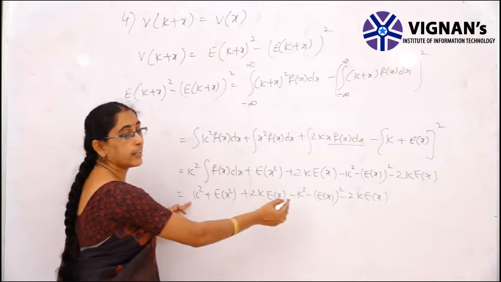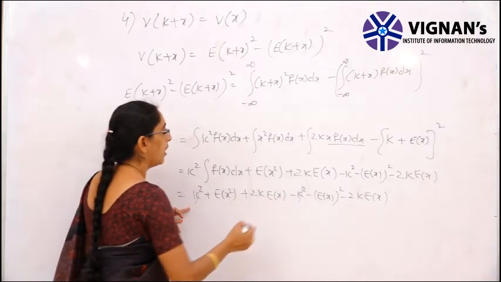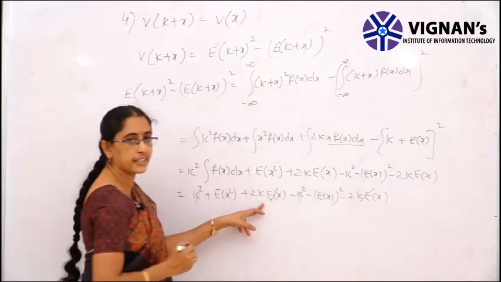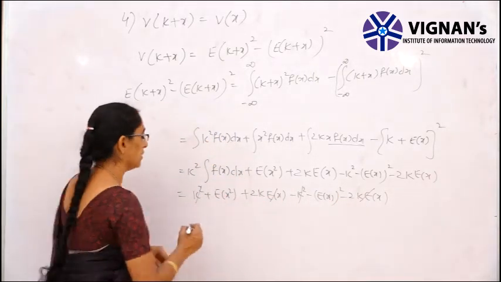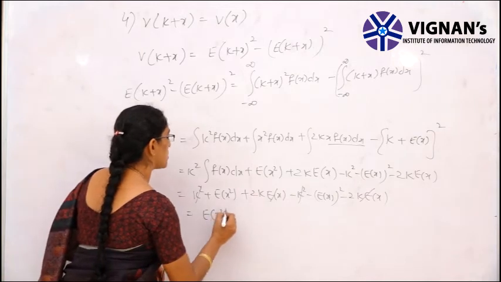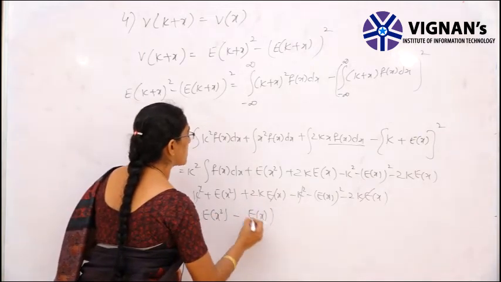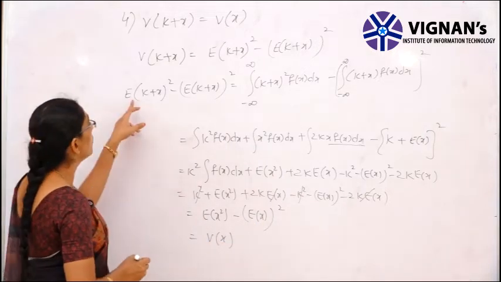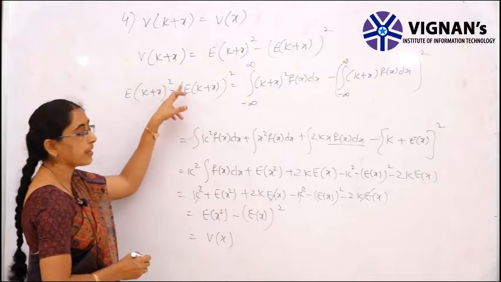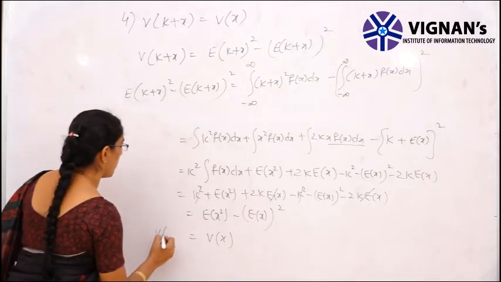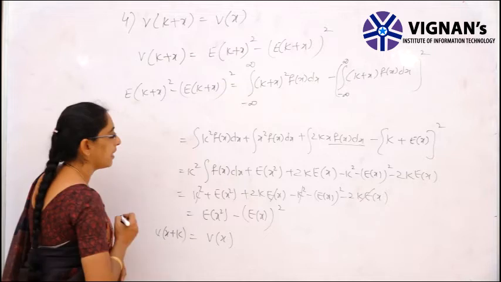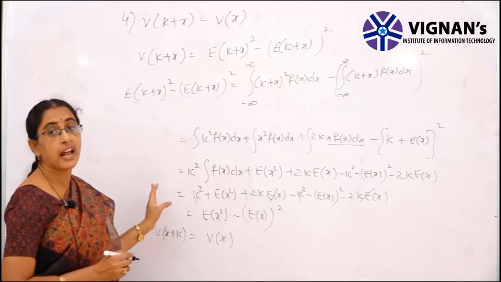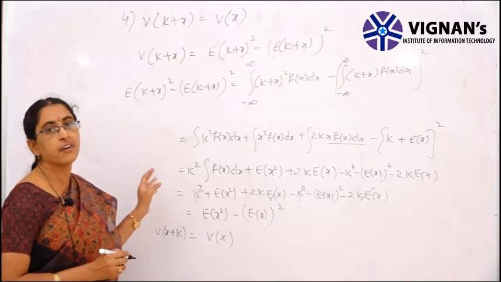Now plus k square minus k square will get cancelled, and also plus 2k into e of x and minus 2k into e of x will get cancelled. So we are left with only expectation of x square minus expectation of x whole square, which is nothing but variance of x. So expectation of k plus x whole square minus expectation of k plus x whole square is nothing but variance of x plus k. So this is the proof on the random variable with the constant k for variance.